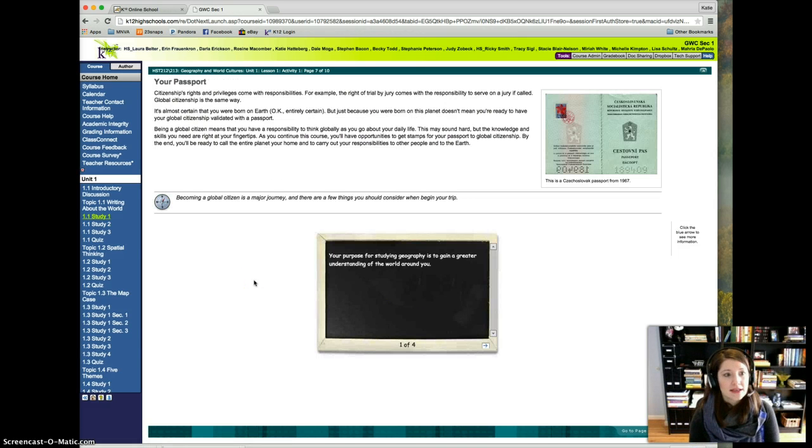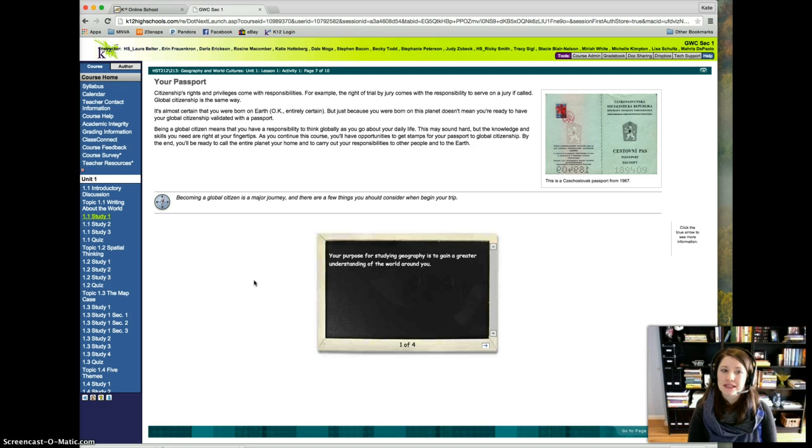Your passport. Citizenship's rights and privileges come with responsibilities. For example, the right of a trial by jury comes with the responsibility to serve on a jury if called. Global citizenship is the same way. It's almost certain that you were born on Earth. Okay, entirely certain. But just because you were born on this planet doesn't mean you're ready to have your global citizenship validated with a passport.